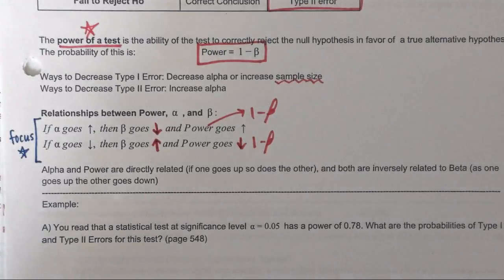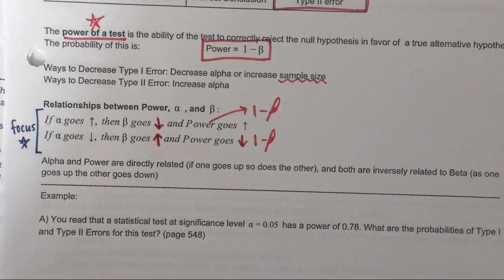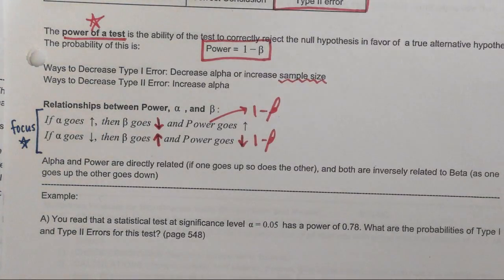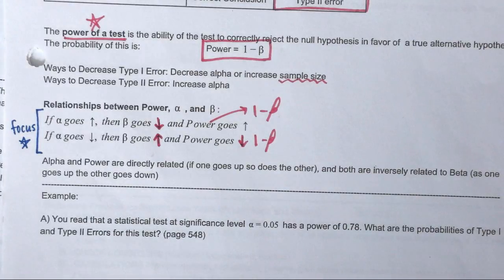All you really have to know is power is 1 minus beta. If I can get power is 1 minus beta, then surely I can figure out how to do the rest of this. Surely. One praise. Okay, so we are, yes, dear.